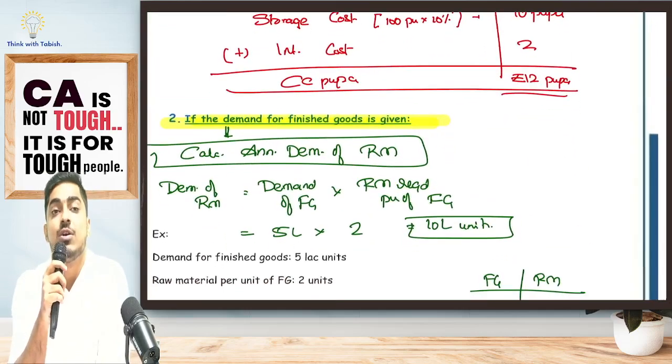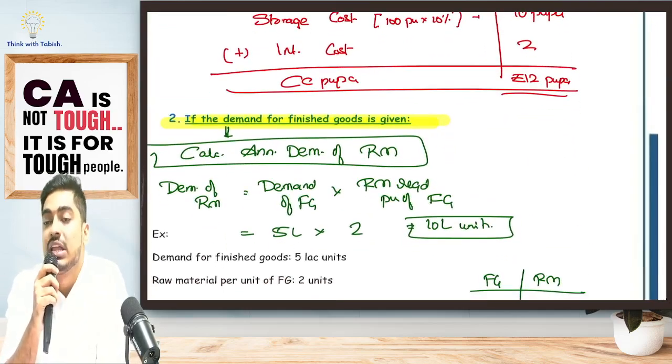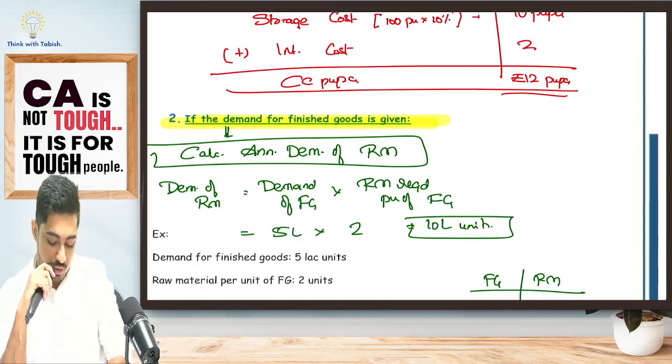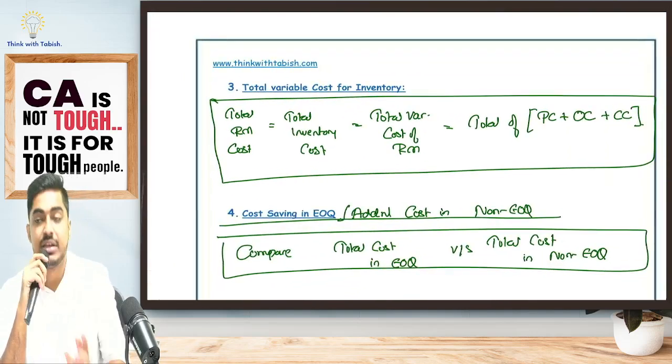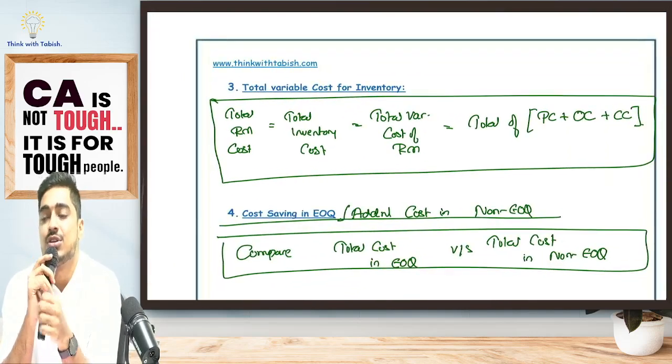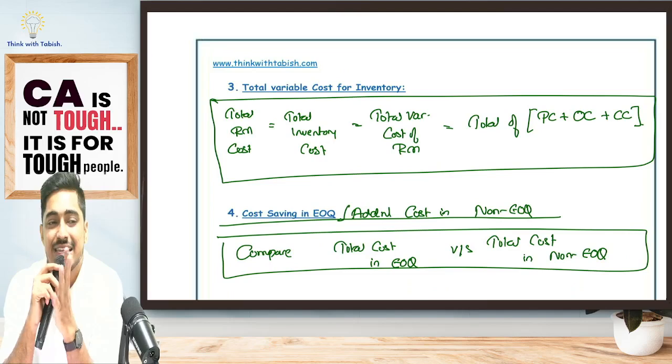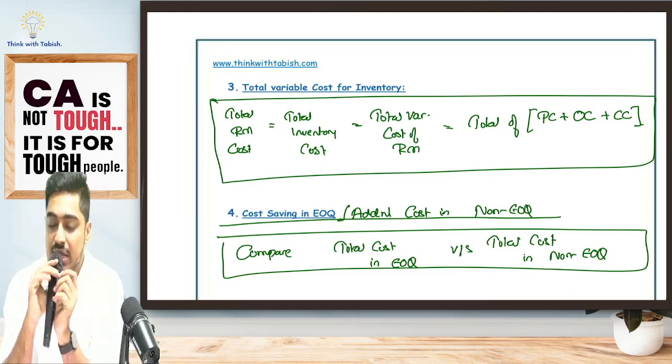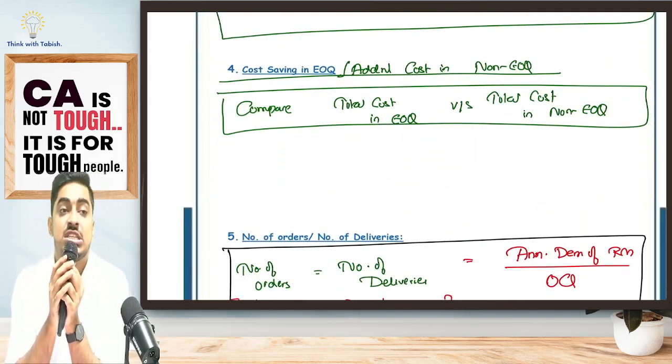Then demand of finished goods is given. What will I have to convert it into? I'll have to convert it into annual demand of raw material. Okay, boss. Cross multiplication. Then the question asks you total variable cost, total raw material cost, total inventory cost. Anything, it's the same only: purchase, ordering, carrying. Okay, boss. Cost savings in EOQ or additional cost in non-EOQ.